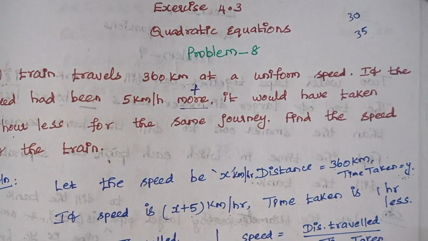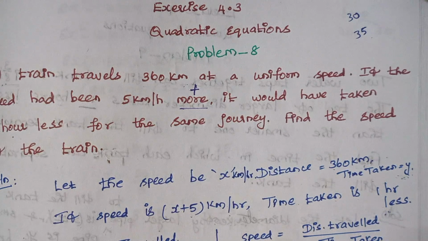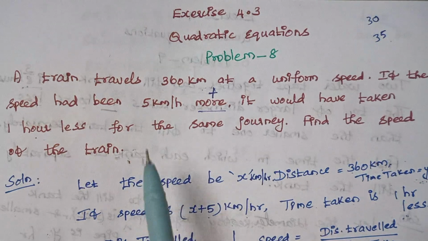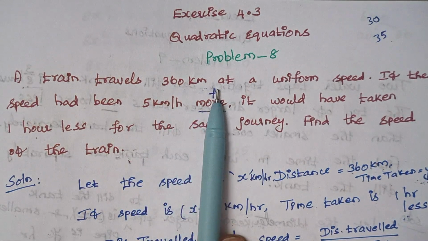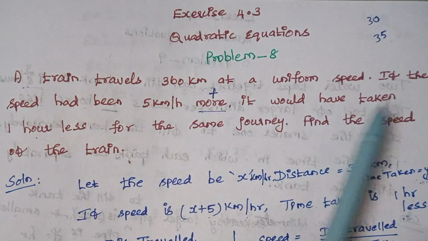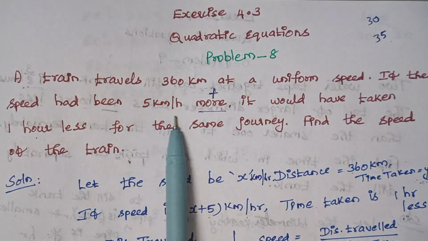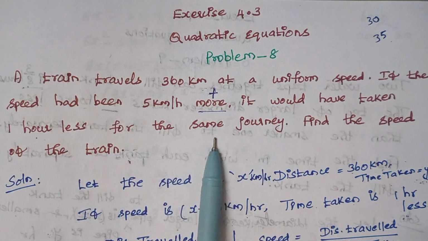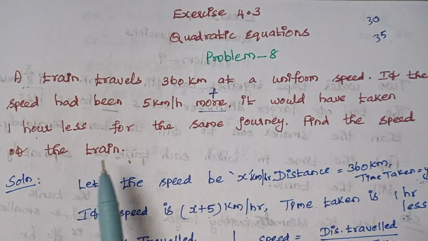Today we are going to solve problem 8 and 9 in exercise 4.3 quadratic equations. The problem is: a train travels 360 km at a uniform speed. If the speed had been 5 km per hour more, it would have taken 1 hour less for the same journey. Find the speed of the train.